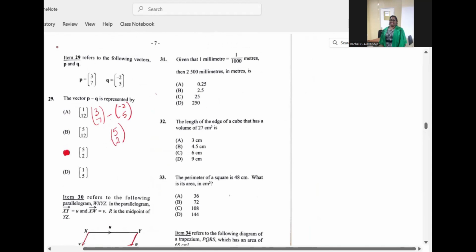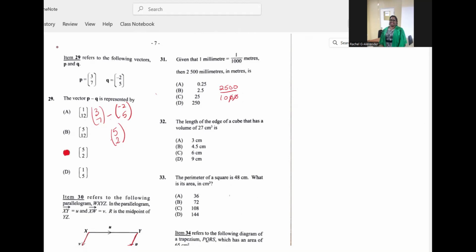Next, given that 1 millimeter is 1 over 1,000 meters, then 2,500 millimeters in meters will be. So we're going to put 2,500 over 1,000. And this is just a simple conversion. So if you already know that there are 1,000 millimeters in a meter and you know how to convert it, you don't necessarily have to use this. You could just convert it, right? 25 divided by 10 is 2.5. The other way to do this is because you know that you're dividing by 1,000, you just take your end, which is where your point is, and you jump back 3 times. 1, 2, 3.